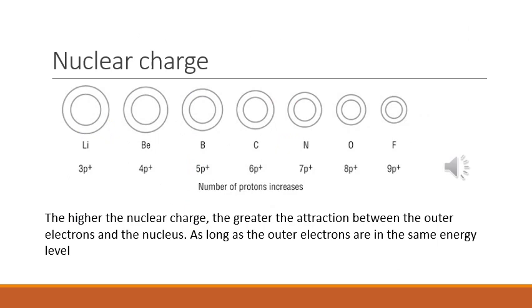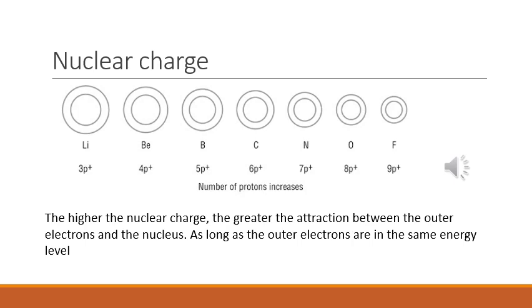The nuclear charge relates to the number of protons in the nucleus, and remember the number of protons is the same as the atomic number. So as we go across a period, so in the diagram you can see the elements in period 2, the atomic number increases, the number of protons increases as we go across the period, and therefore the nuclear charge also increases as we go across a period.